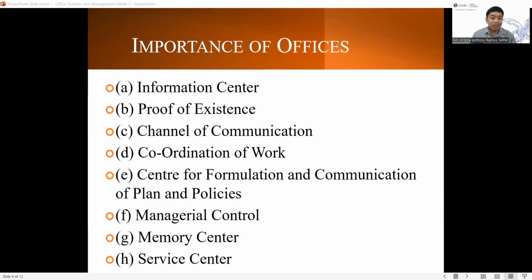Okay? So, next, it is the center for formulation and communication of plans and policies. It is important for businesses to attain our objective and even our desired goal. So to achieve this, yung mga top level managers has to formulate plans and policies from the office. So paano kayo makapag-usap kung wala kayong opisina? Medyo mahirap 'yun. So that's the reason kung bakit merong opisina, so that the policies and the plan will be communicated from one person to another through the medium na tinatawag natin na office. Okay?